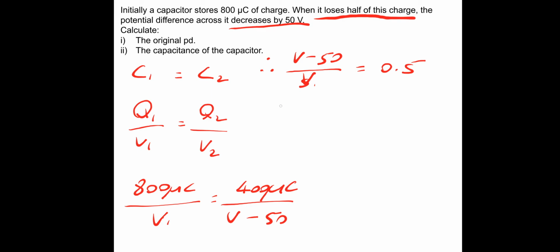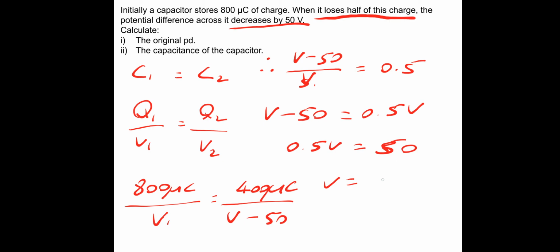So we can multiply through by V, so we end up with V minus 50 equals 0.5V. Then we have V, take the 0.5V to the left hand side, so V minus half V is half V, equals the 50 on the right hand side. So V is simply 50 divided by half, and 50 divided by half is 100 volts. So that's the original potential difference. Well done if you got that right.